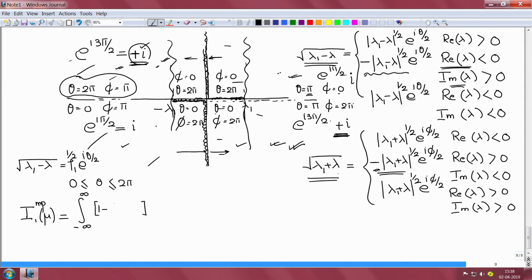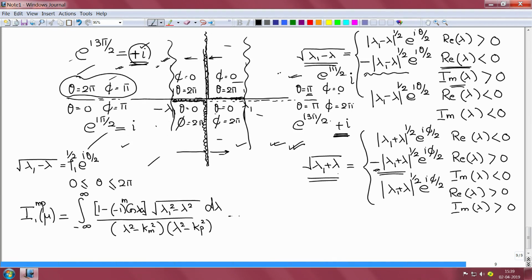minus 1 to the power m, cos lambda a, square root of, let me say, lambda 1 square minus lambda square, d lambda by lambda square minus km square into lambda square minus kp square. This is the integral we have to do.